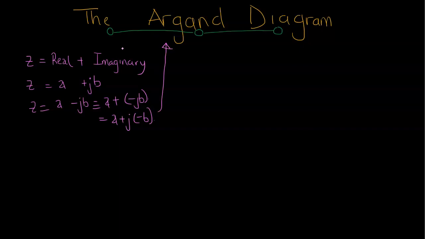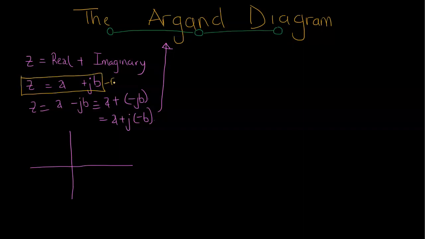What's an Argand diagram? An Argand diagram is just a way of representing a complex number on the Cartesian axis. So, this representation of a complex number is called the rectangular form because we can just plot off the real and imaginary parts on the Cartesian graph. So this is the rectangular form of a complex number.